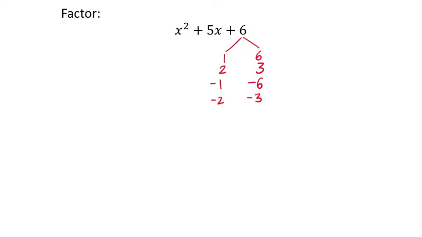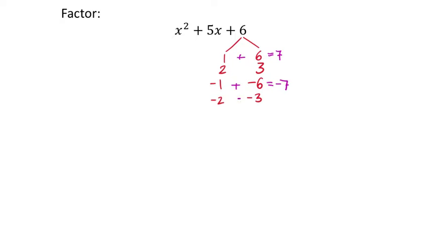I'm going to go through all of them because we're looking for one of these pairs to add up to the middle coefficient 5. So I say right here, 1 plus 6, that's 7. Now I know that's not going to work. And I'm purposely going to skip the next one because, well, you'll see why. But -1 plus -6 is -7.